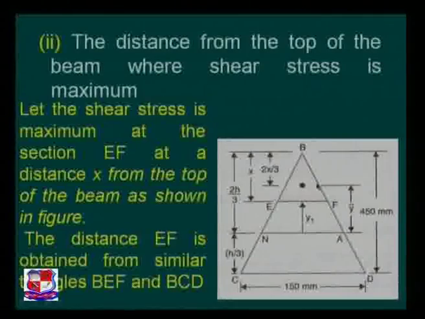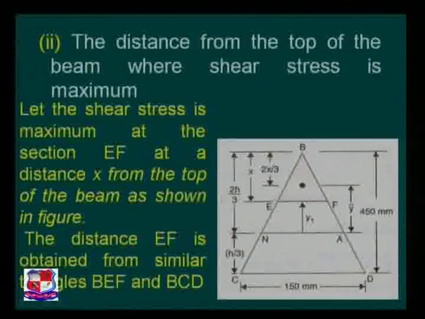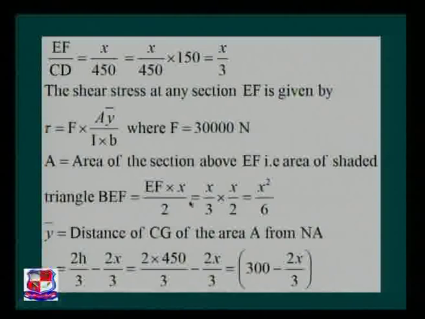Why this triangle? Because we have assumed that at the distance x, the maximum shear stress is acting at this layer. So the area we have to find out is of this triangle, and that is equal to half into EF into x. And we know EF is x by 3, so x by 3 into x by 2, the area we achieve is x square by 6. Y bar is the distance of CG of area A from the neutral axis.